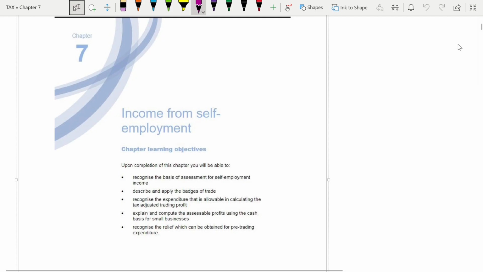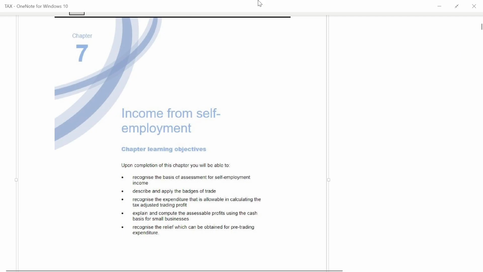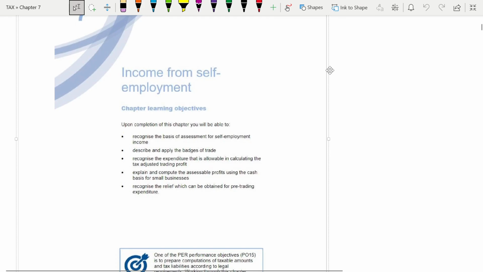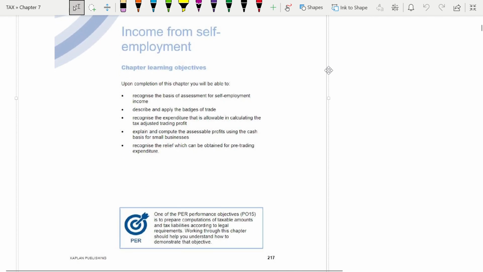Coming back to this, if it is self-employment, it's a very specific, simple one. If people are having the same concept, we are going to cover it, but if you are having self-employment, how is it going to be accounted for? Now, what are the things we are going to cover?